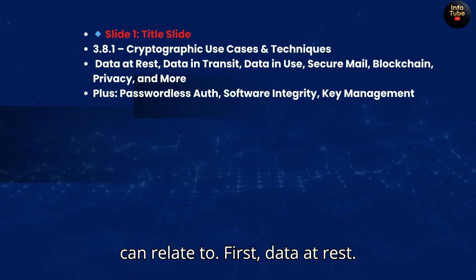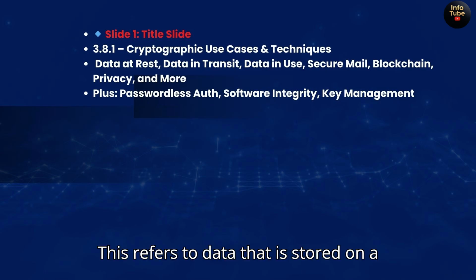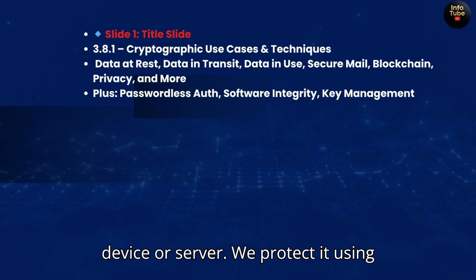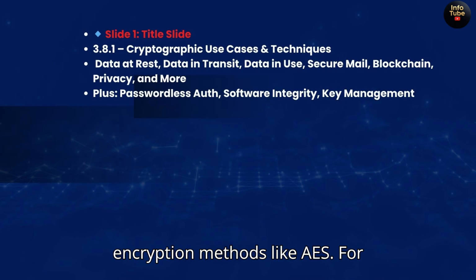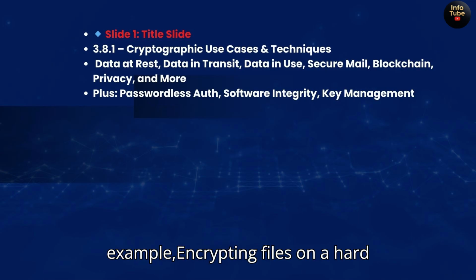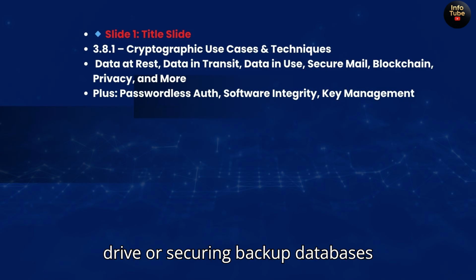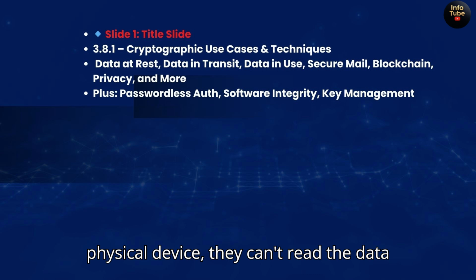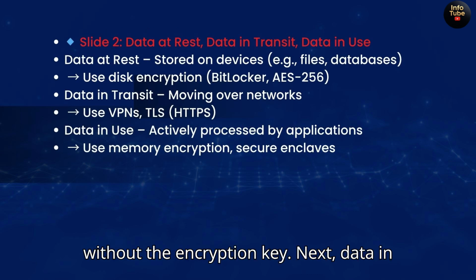First, data at rest. This refers to data that is stored on a device or server. We protect it using encryption methods like AES. For example, encrypting files on a hard drive or securing backup databases ensures that even if someone steals a physical device, they can't read the data without the encryption key.